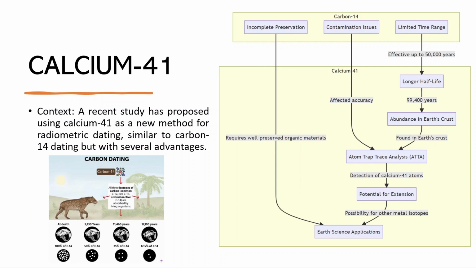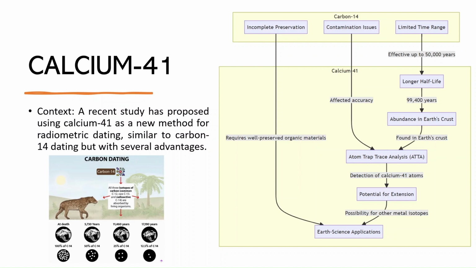What are those advantages? So, first and foremost, calcium-41 has a much longer half-life of 99,400 years, which makes it an ideal candidate for dating much older material compared to the carbon-14, right? And moreover, calcium-41 is abundantly available in the Earth's crust, which enables the scientists to date various geological materials, including the fossilized bones and rocks.